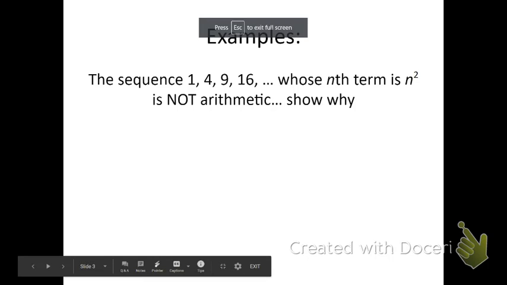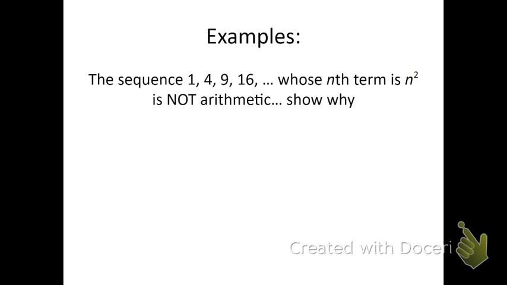So, sequence 1, 4, 9, and 16. The formula is n squared. Show why it's not arithmetic. Well, the definition of arithmetic means the common difference, or the difference, is the same between any two consecutive terms. So all you have to do is find the second and first term and subtract them, and then the third and the second term, subtract them, and show that they don't equal the same thing.